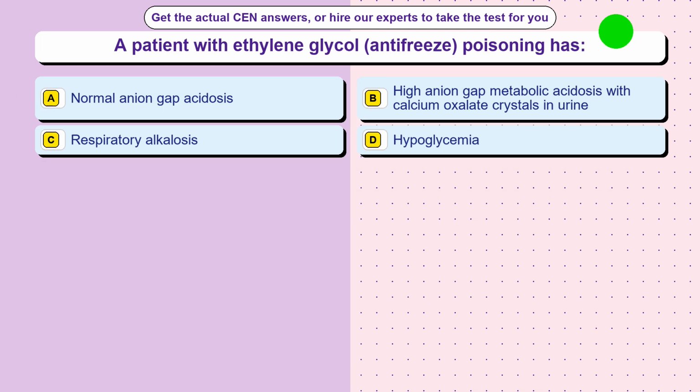Question 85. A patient with ethylene glycol, antifreeze, poisoning has: Option A, normal anion gap acidosis. Option B, high anion gap metabolic acidosis with calcium oxalate crystals in urine. Option C, respiratory alkalosis. Option D, hypoglycemia.